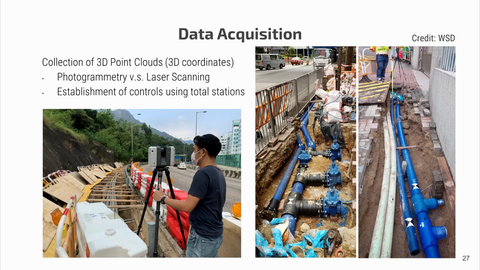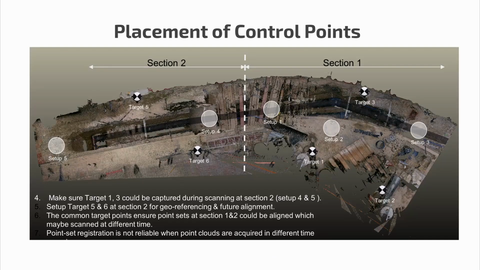To collect the 3D point clouds for an open trench area, we usually take the LiDAR system, set it up at the end of the construction site, and then run it in a zigzag way in order to have better coverage of the entire underground utility scenario.